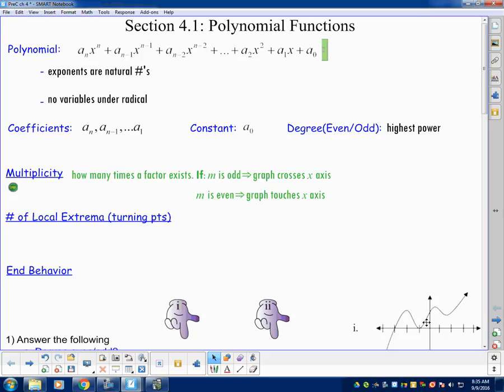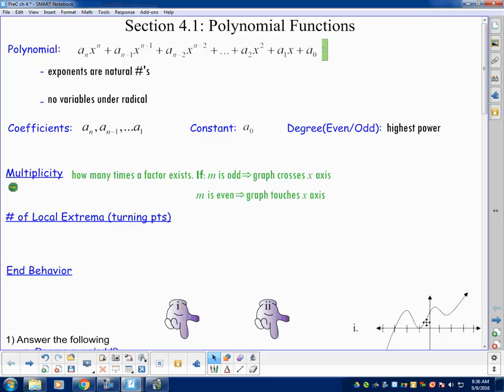If this m here is short for multiplicity, and the multiplicity is odd, meaning the factor shows up 1, 3, 5, 7 times, an odd number of times, then the graph crosses through the x-axis. And if the multiplicity is even, so if that particular factor shows up 2 times, 4 times, 6 times, it just touches the x-axis at that particular zero.